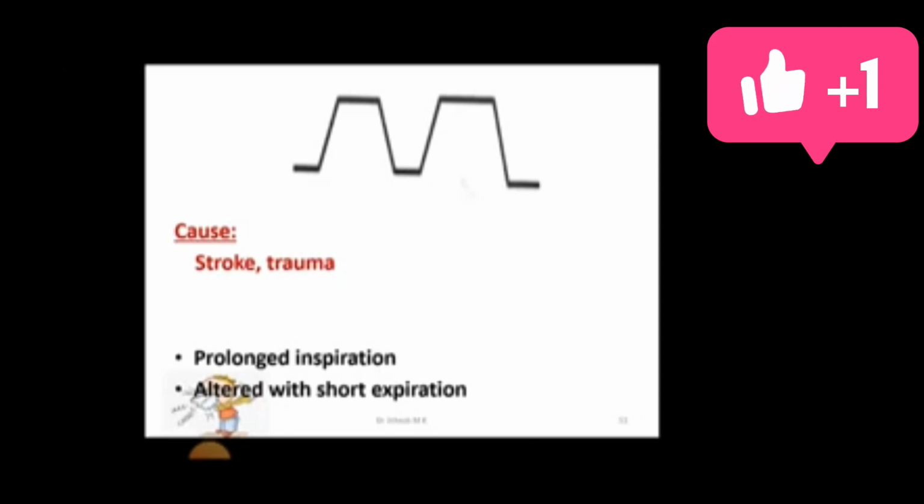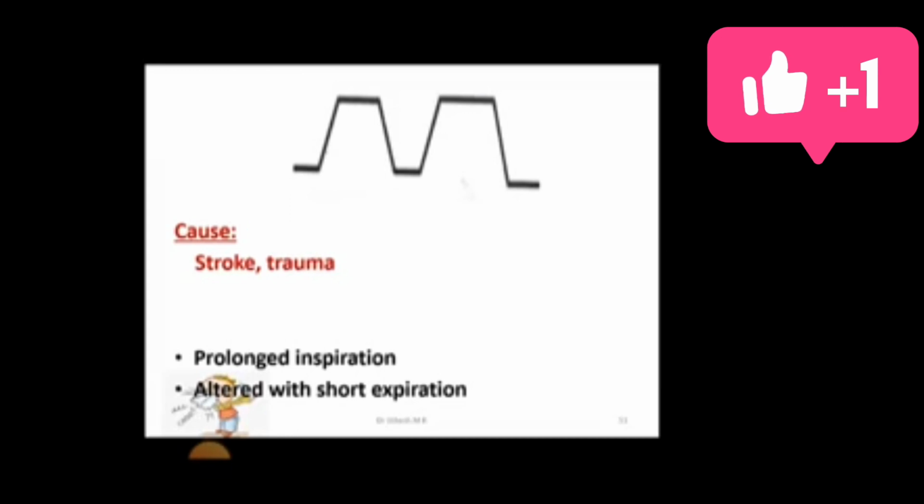The Urdhva Swasa will be there, but the expiration will not be there. And the pattern will be like this. Again, there will be a forced inspiration. There will be a blank area. Again, the same pattern will be repeated. This also you can see as a breathing difficulty, especially in case of stroke, etc.